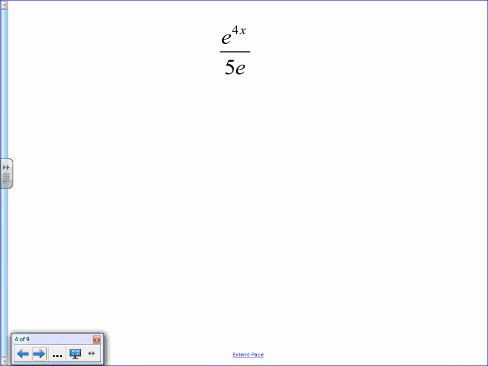Be forewarned that you may have an example like this where one of the exponents has an x and one of the exponents does not. So if this exponent on the bottom is just a 1, then when we simplify this, e to the 4x minus 1. We're taking our exponent from the top, we're subtracting our exponent from the bottom. The 5 doesn't have anything to simplify with, and so that just stays on the bottom. So you may see it written like this, which is kind of cumbersome and ugly, or you might see it written as a 1/5 times e to the 4x minus 1.